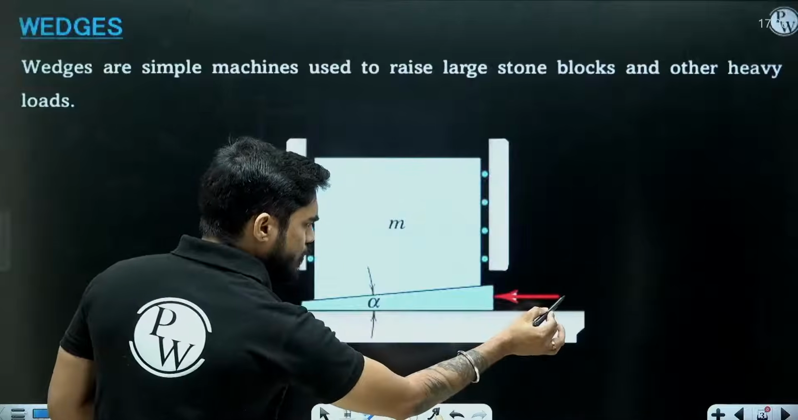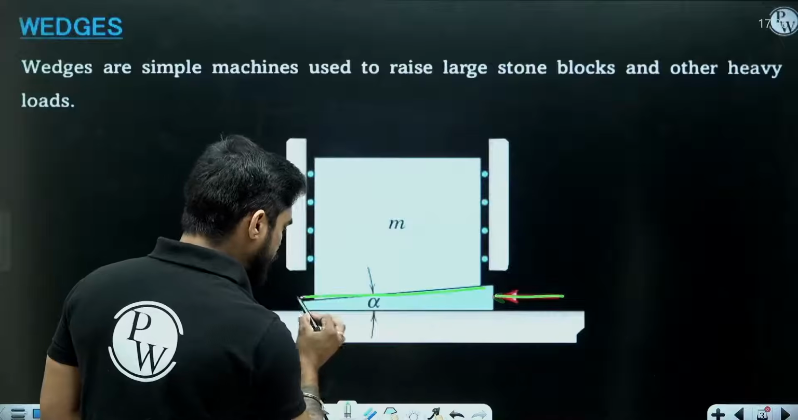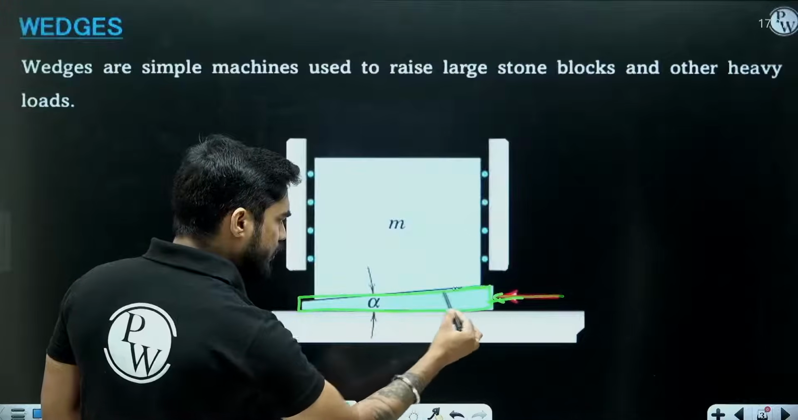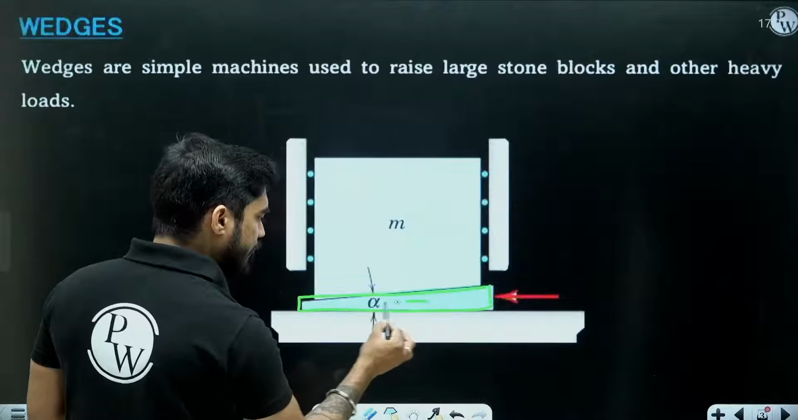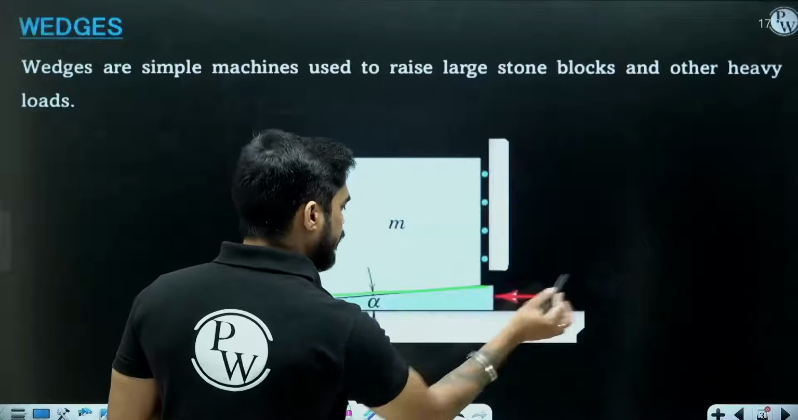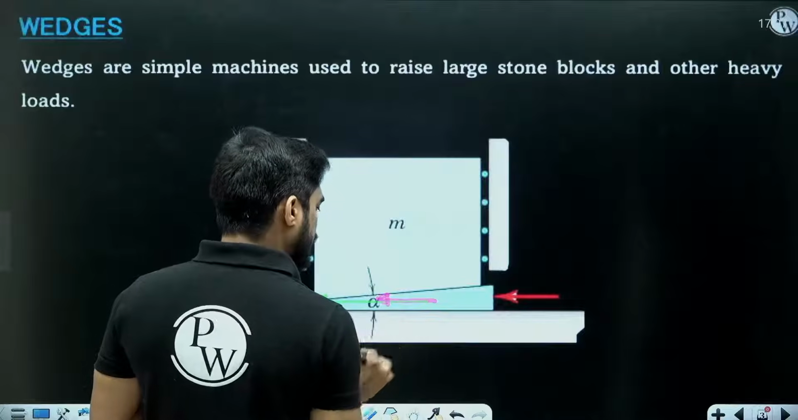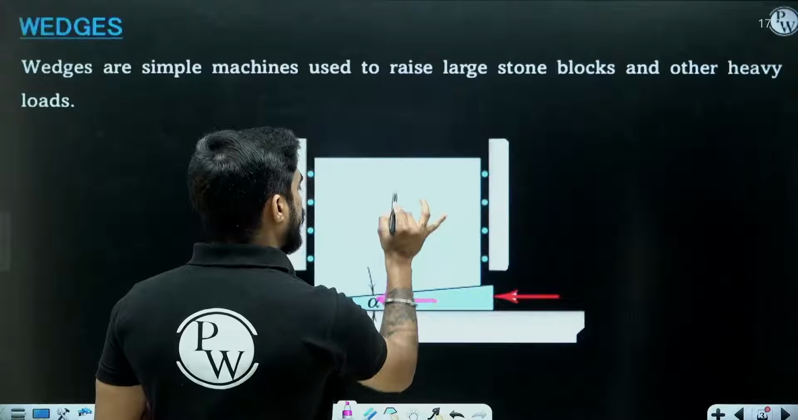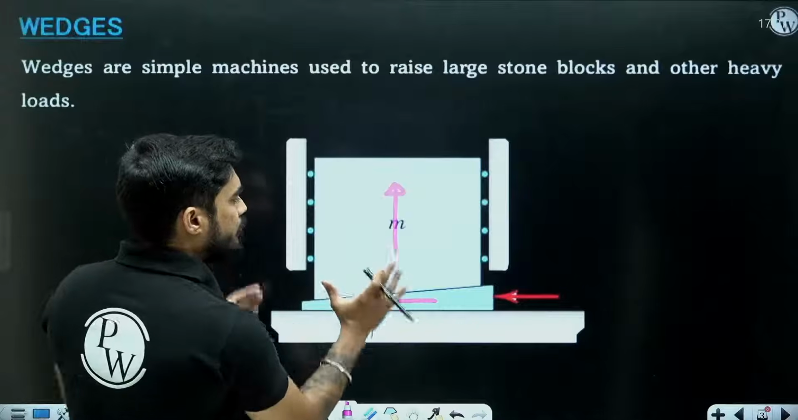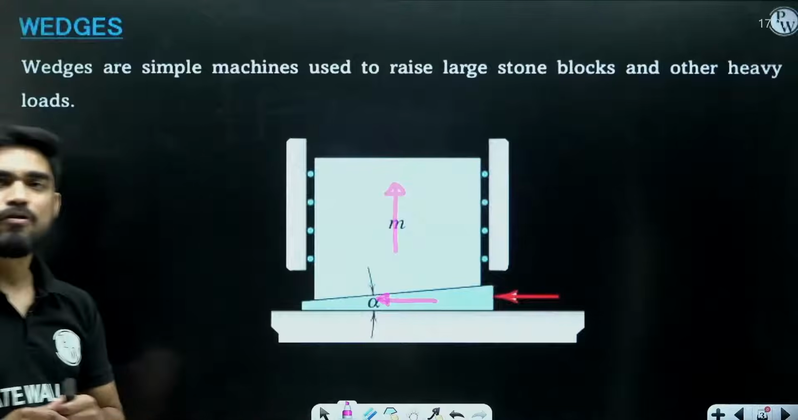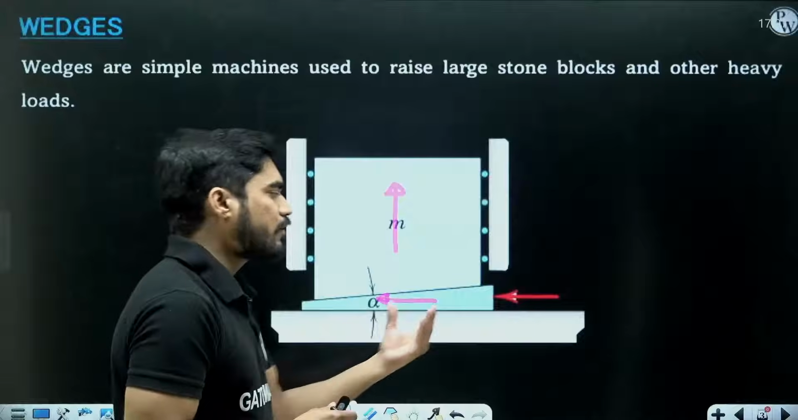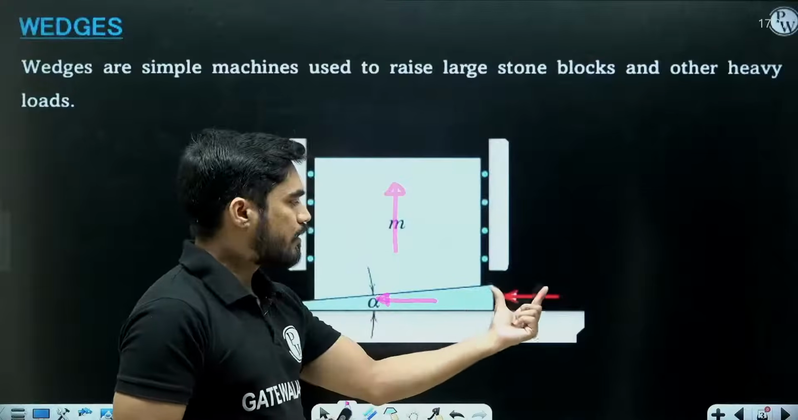Now if you push this wedge, then due to this inclined surface, when the wedge moves towards the left, you will see that this block will go upward, and due to these rollers it will have minimum friction, so it will smoothly go up. So you can lift a very heavy weight by applying a very small load here.